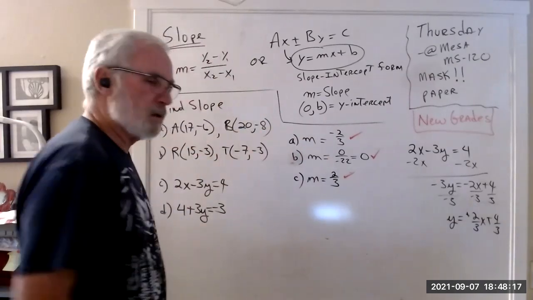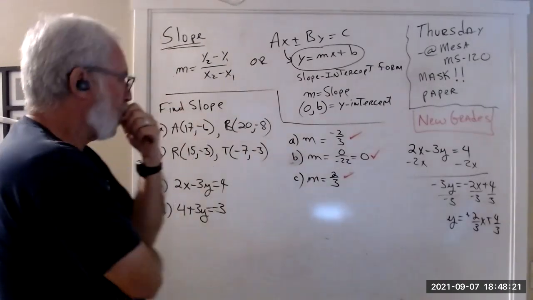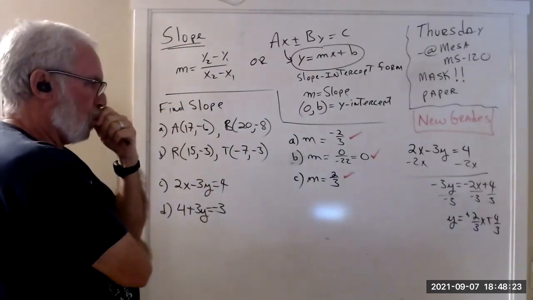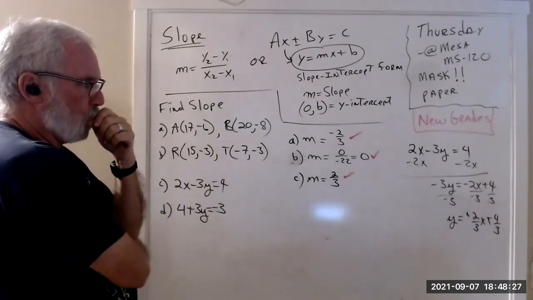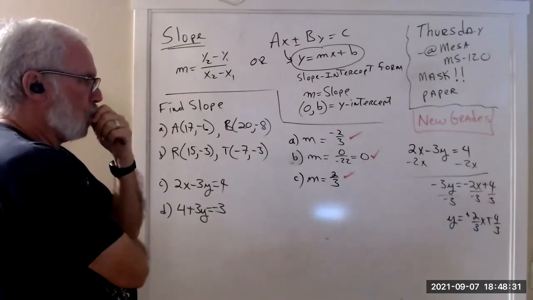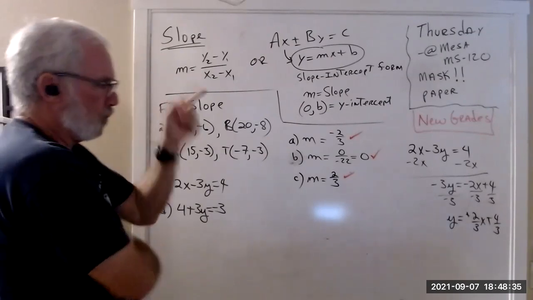Professor, I have a question. Sure. In number C, in the answer, you have y equals 2/3 x plus 4/3. The third is not a negative sign and it's supposed to be a negative. The denominator is supposed to be negative.